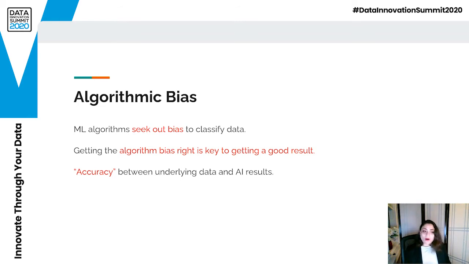See, machine learning algorithms are meant to seek out bias to classify data. This is the fundamental principle of how machine learning algorithms are trained. However, getting the algorithm's bias right is the key to getting good results. What I mean by that is, good in this case is not an ethical question, but a matter of accuracy between the underlying data and the results, that is the outcome of this AI-based decision making.